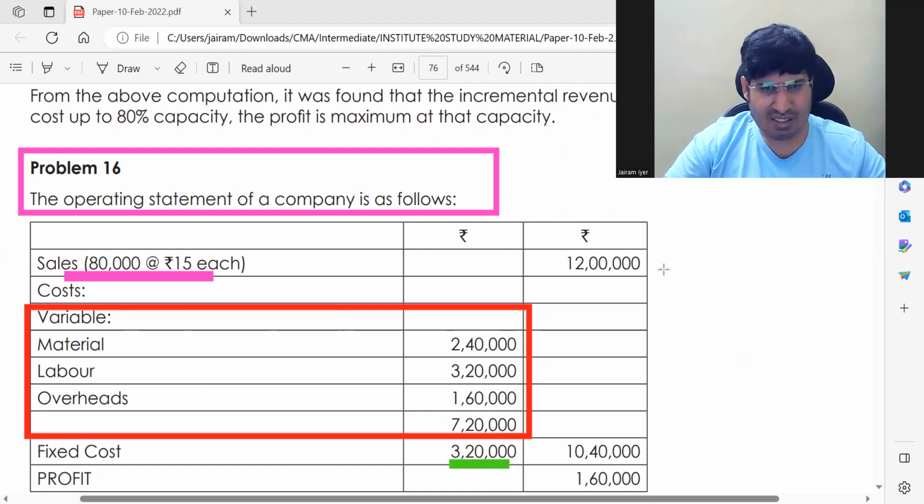Okay, so sales minus variable cost will give you contribution, and contribution minus fixed cost will give you profit.